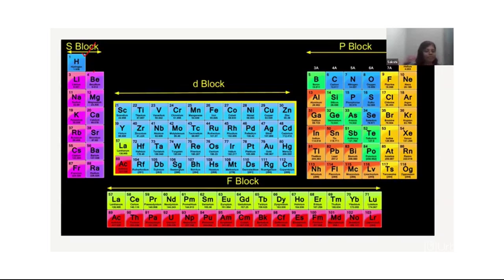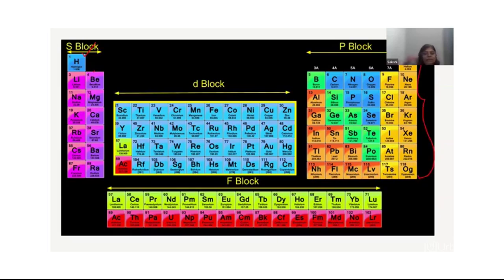P block elements are mostly non-metals. S block are all metals, right? D block are also metals. So it's kind of showing a transition, hence the name transition elements. Group 18 is known as noble gases. Now, why are they called noble gases?